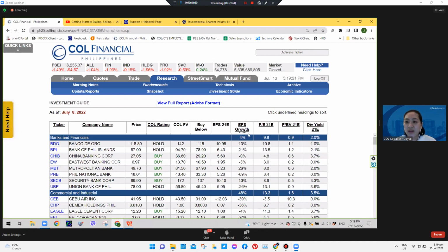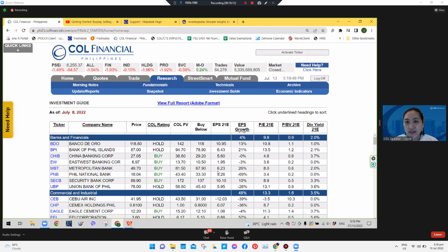So that's great. Now, for those who would want to take a look at dividends, you can also take a look here. What is the expected dividend it can give out? And for Metrobank, it would be about 2%. So this is how you can take a look at the investment guide. Now as we see here, let's use Metrobank as an example.